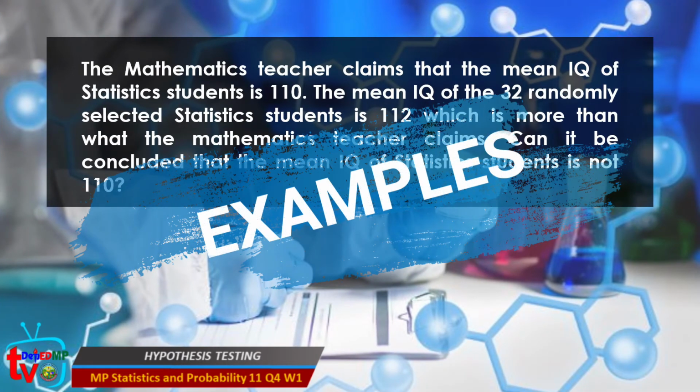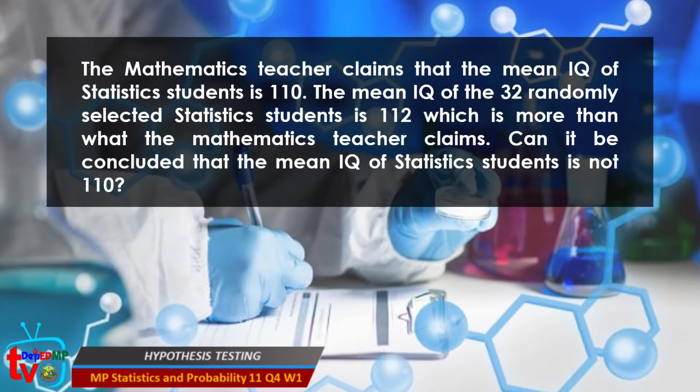For this time, let us take a look at the following examples on how to write the null and alternative hypothesis in words and in symbols. Example number 1. The mathematics teacher claims that the mean IQ of statistics students is 110. The mean IQ of the 32 randomly selected statistics students is 112, which is more than what the mathematics teacher claims. Can it be concluded that the mean IQ of statistics students is not 110?